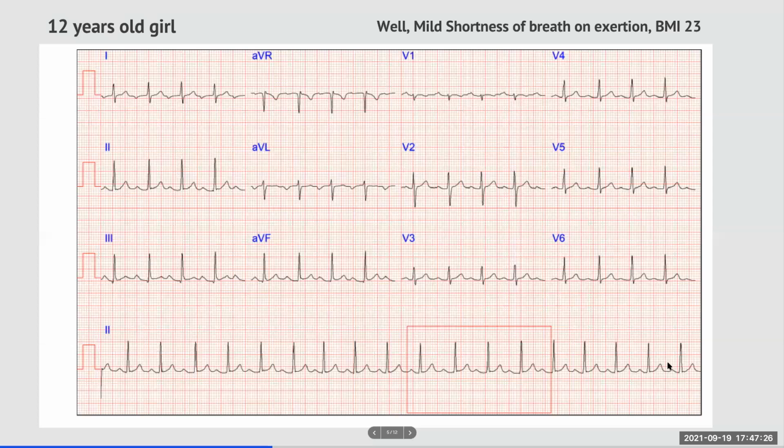Okay, so this is a 12-year-old girl who has got mild shortness of breath, and the BMI is 23. It comes for a routine ECG. A general practitioner has seen her and asked for an ECG, and this ECG comes to you for reporting. Okay, what do you see here? Anyone?